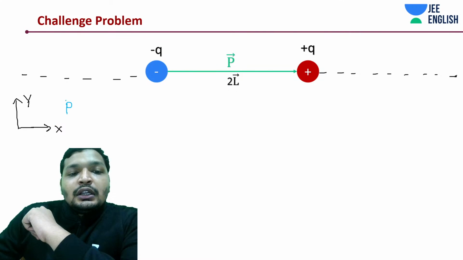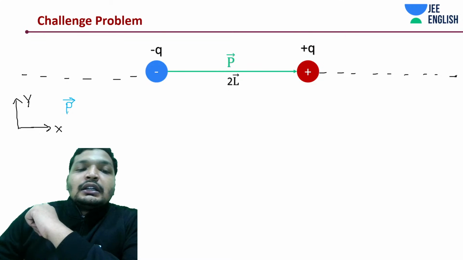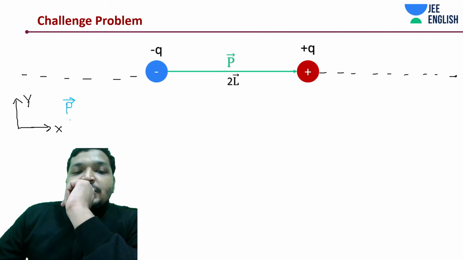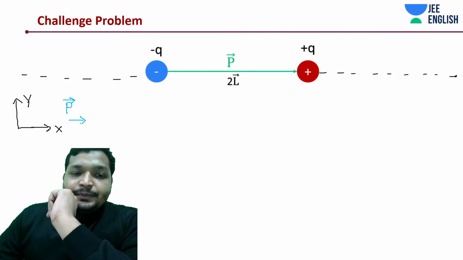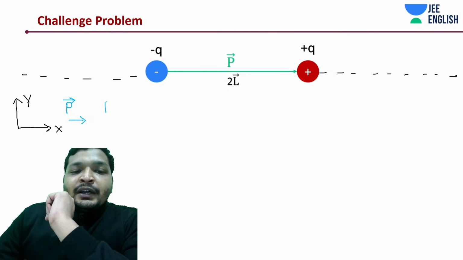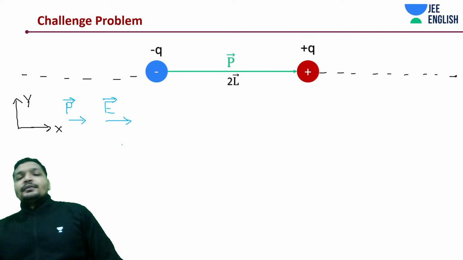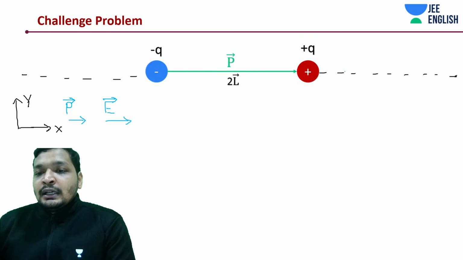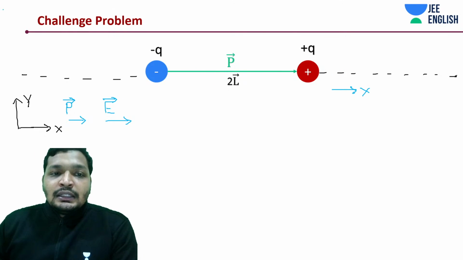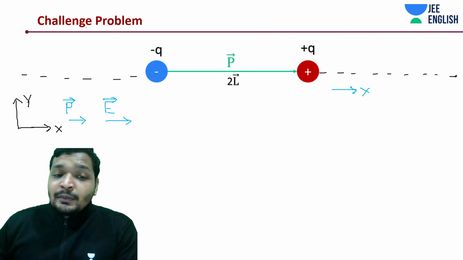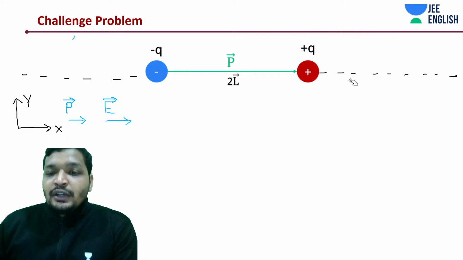Okay, this is the dipole's direction along x, positive x. The electric field, if you remember, was also always along positive x. So this is x and this is negative x. The distance between the dipole charges is very small. Let me change the color quickly, because it will be better for understanding.